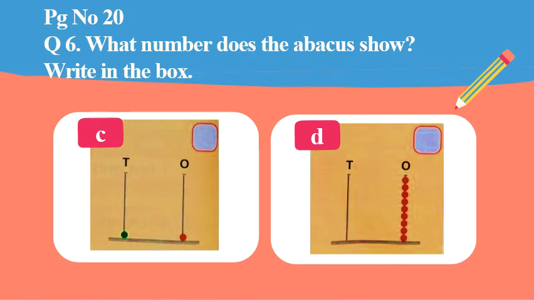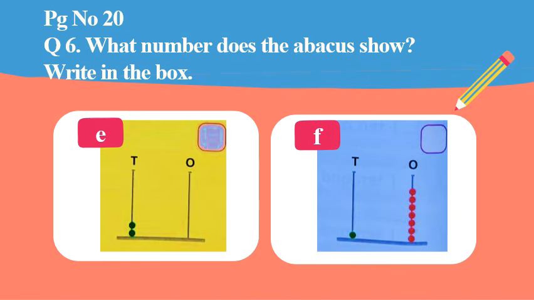In part C you have 1 bead in the tens column and 1 bead in the ones column. So 10 plus 1 becomes 11. You will write here 11. In part D you have no bead in the tens column and 9 beads in the ones column, so you will write here 9. In part E you have 2 beads in the tens column and no bead in the ones column, so you will write here 20. In part F you have 1 bead in the tens column and 7 beads in the ones column, so you will write 17.